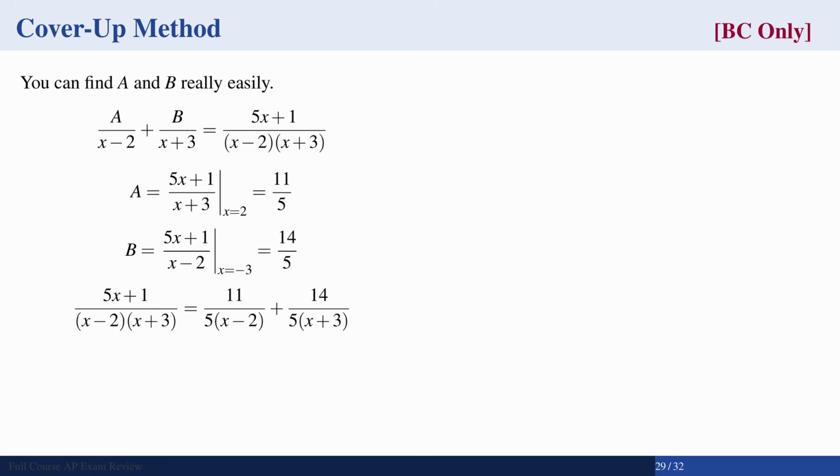To find b, you cover up the a part, and you also cover up the x plus 3. The thing that makes x plus 3 equal 0 is negative 3. So we're going to plug in negative 3. We get 14 over 5. So the decomposition is 11 over 5 quantity x minus 2 plus 14 over 5 quantity x plus 3. And that's how you do that. And then you just want to integrate that, but that's just natural logs, right? 11/5 natural log absolute value of x minus 2 plus 14 over 5 natural log absolute value of x plus 3.